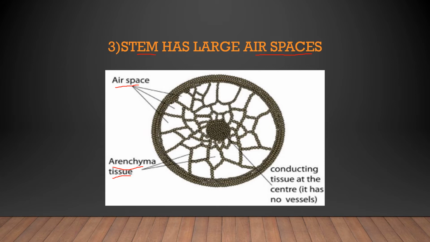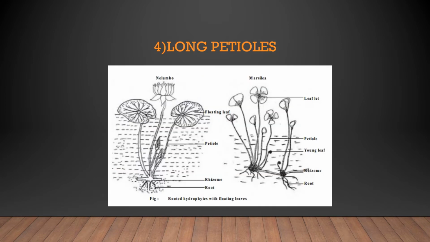And why are these air spaces needed by hydrophytes? Because these air spaces help in the exchange of gases. The exchange of gases is mostly faster in air as compared to water. So as these plants are present in water, they need large air spaces so that they can easily exchange gases like oxygen and carbon dioxide and other gases which they use. So these air spaces help in the living of these hydrophytes.